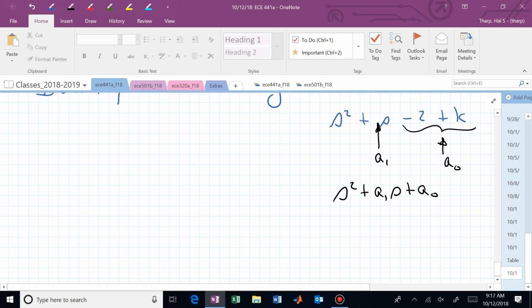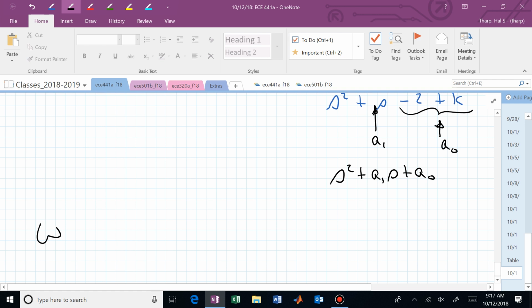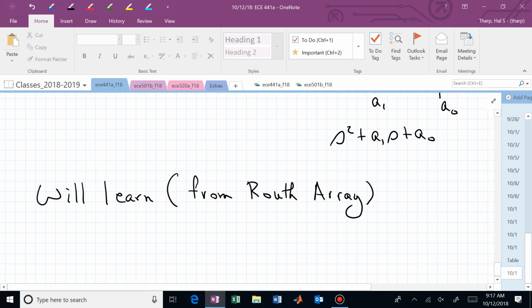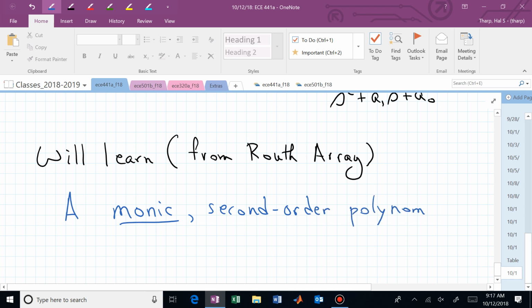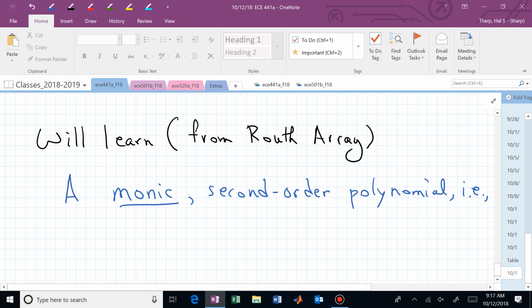What we are going to learn is the following, and we're going to learn that once we've studied the Routh array. We haven't yet made it there, but this is a foreshadowing of where we're going. What we will learn is that a monic second order polynomial, which is what we have, i.e. we have this s squared plus a1 s plus a sub 0. There's a monic second order polynomial.